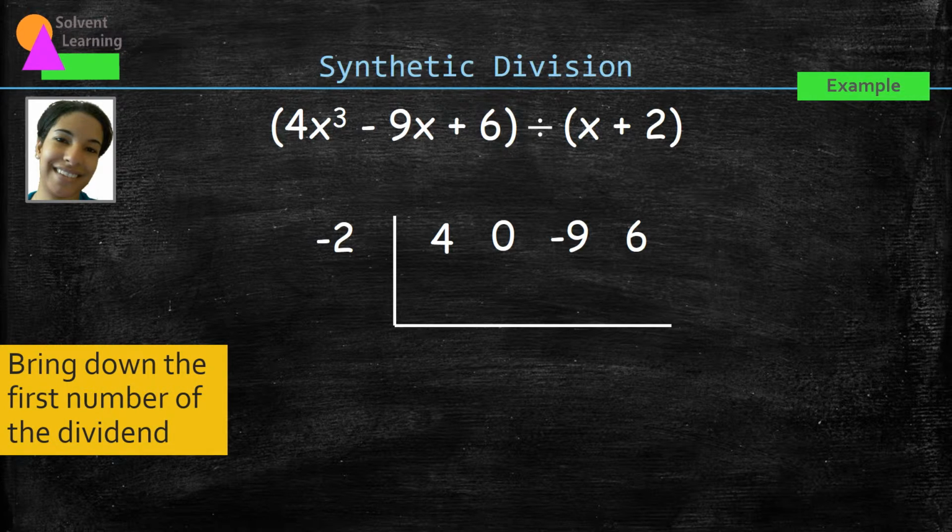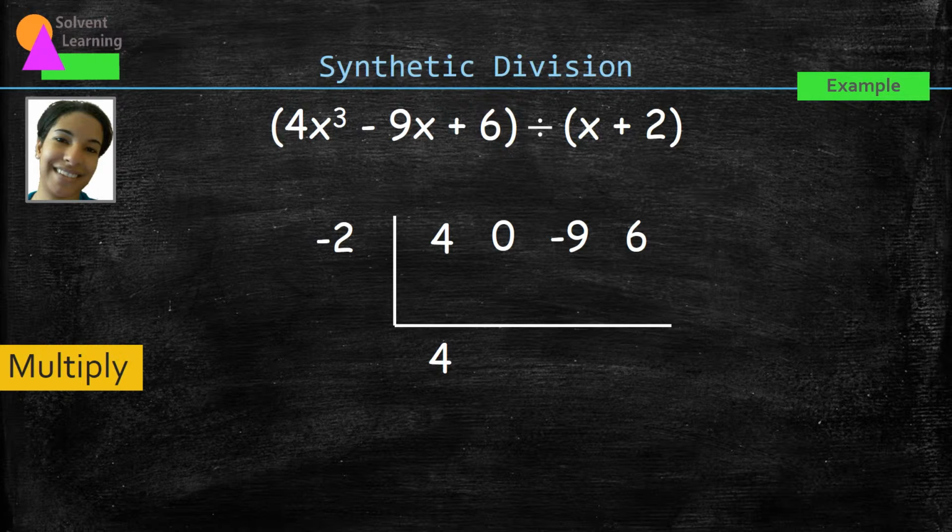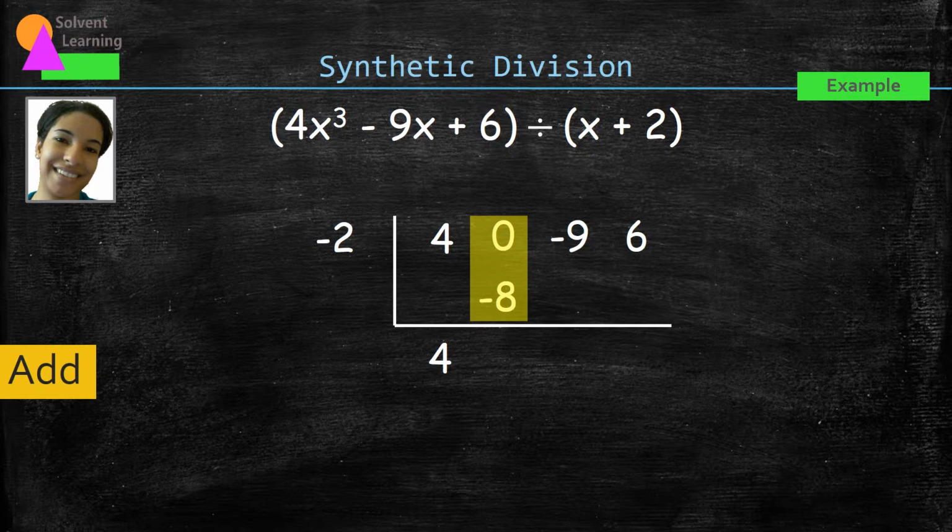Okay, so let's begin to solve this problem. First, we need to bring down the first number of the dividend, which is the 4. Just write that down below the bracket. Next, we're going to multiply the negative 2 times 4, which gives us negative 8. And we write that in the second row in the bracket. And then we're going to add the 0 and negative 8 together, which gives us negative 8. And then we're going to repeat those steps. We're going to keep multiplying and adding until we've worked our way through the whole problem.